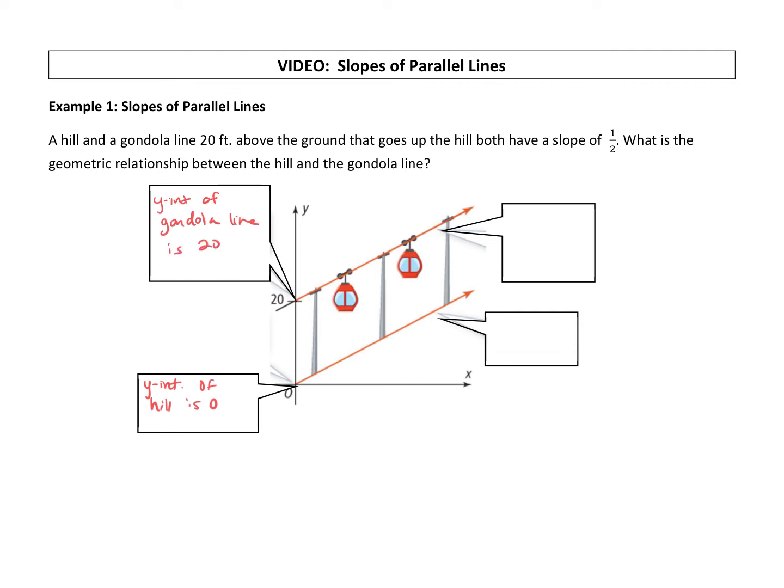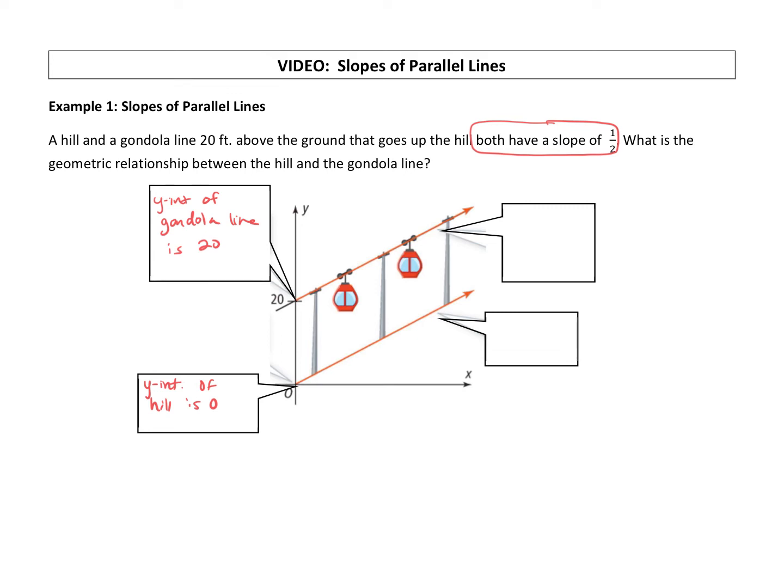Okay, we were told that both the hill and the gondola line have a slope of 1/2. So what that means is that the hill gains 1 foot of height for every 2 feet of horizontal distance. 1 foot of height, 2 feet of horizontal distance. The same is true for the gondola line. It never gets any closer to the hill.